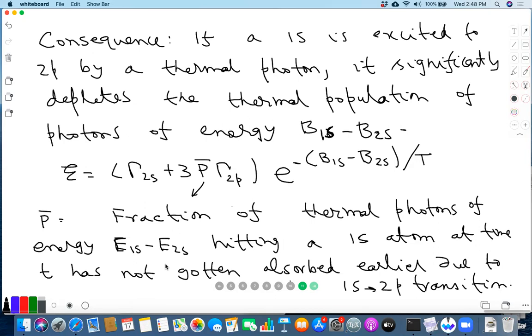Yeah. If a photon is, yeah, so that is of course part of this E, right? That's how you calculated using E naught, right? So this P bar is the fraction of photons that survive earlier collisions. See, this 3 gamma 2p was calculated assuming that the number of thermal photons is given by the thermal distribution formula, right? Now, if the number of thermal photons has gotten reduced by this fraction P bar, then you have to multiply this by P bar.